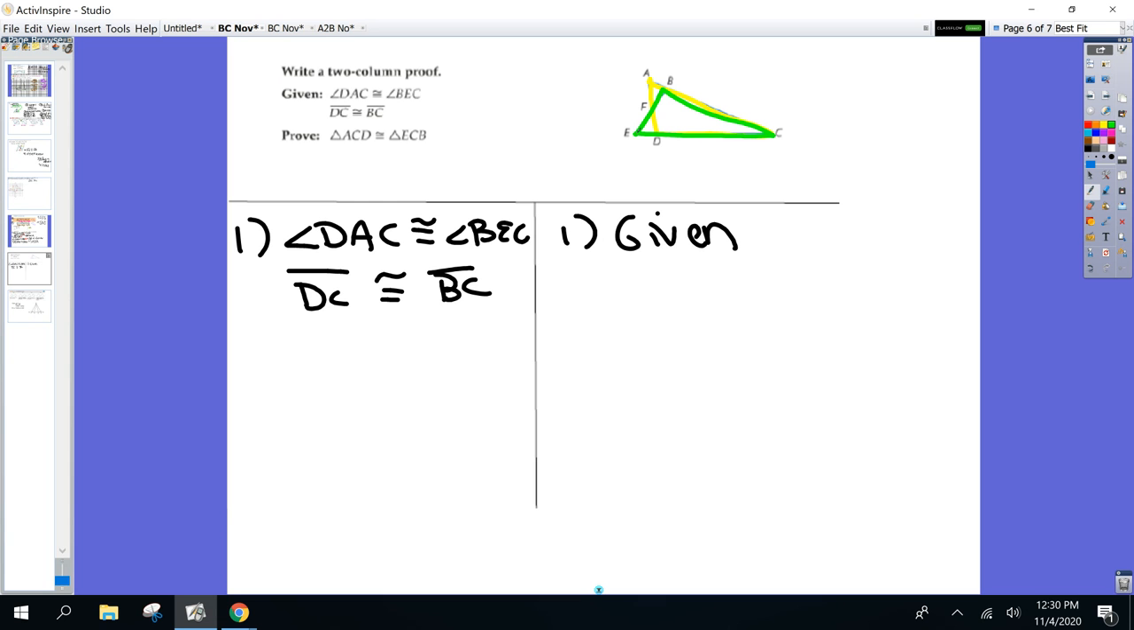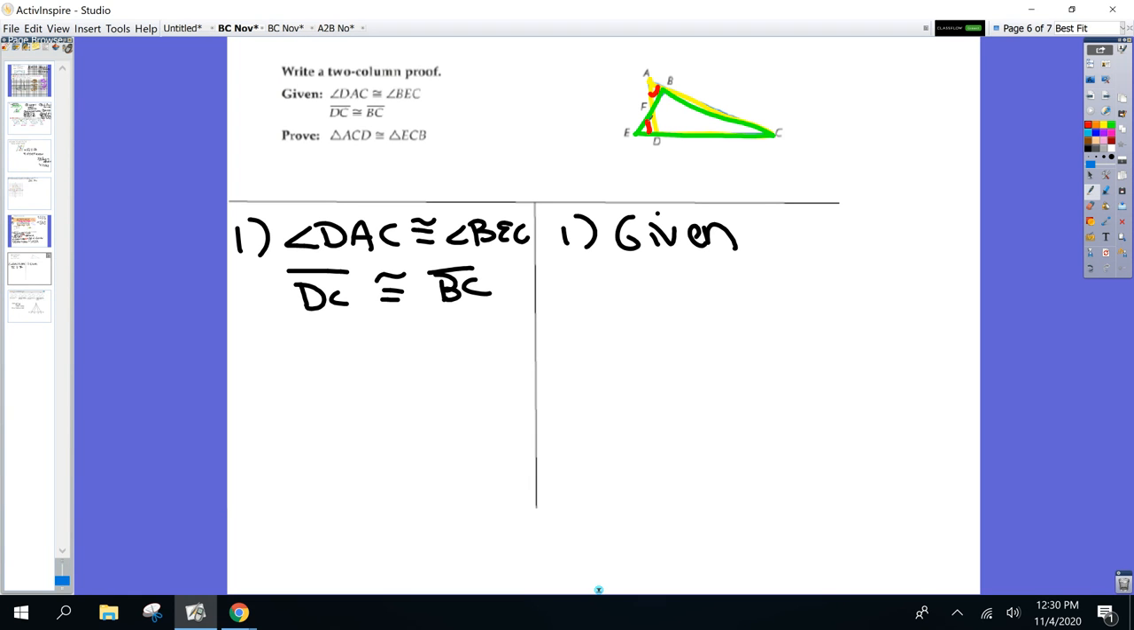ECB right there. Got them. Okay, now let's look at the 2 givens. Angle DAC. Does everyone see how angle DAC is a full angle in my yellow one, ACD, is congruent to BEC? So everyone mark BEC. And do you see how that's a full angle in my green one?